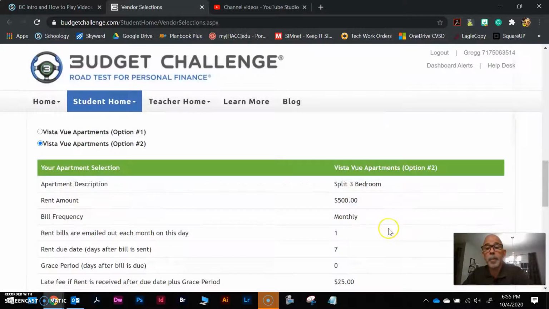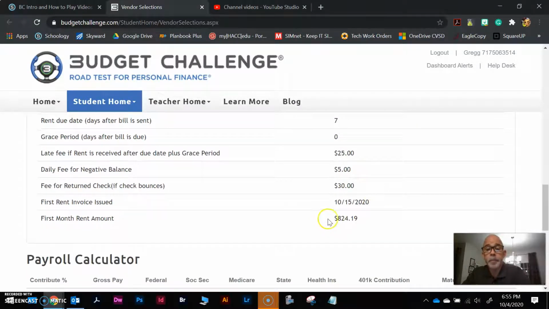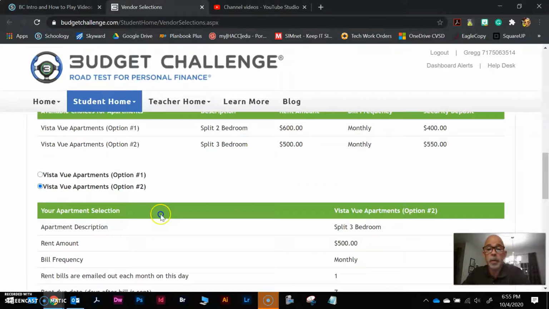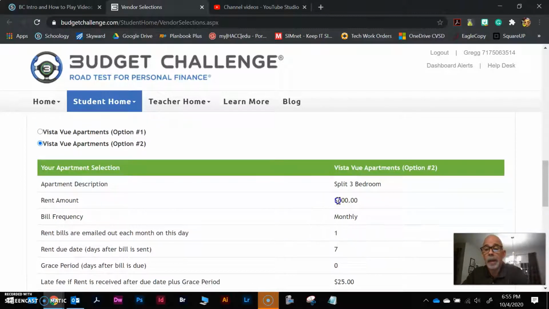If I go back to the 3-bedroom, split 3 ways, it's $500 per month on a monthly basis. You're paying $824 the first month. So you pay a little bit more the first month, but then your next month will be cheaper. Again, not a right or wrong answer. Probably in real life, I'd rather have more roommates than not. In this case, I'm going to choose option number 2, leave it at that. And again, I pay a little bit more because the security deposit's higher, but I pay less per month.